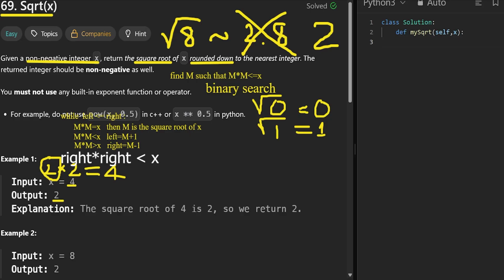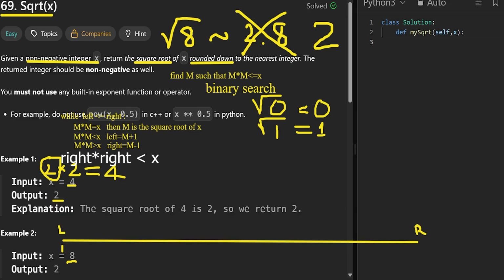Find square root of 8. Again, our intuition says the square root of 8 cannot be larger than half of 8, 4. So we will perform a binary search from 1 to 4. Initially, set the left boundary at 1, right boundary at 4. The middle is 2, and 2 times 2 is less than 8. So the square root must be larger than 2. So we will set the left boundary to 3.